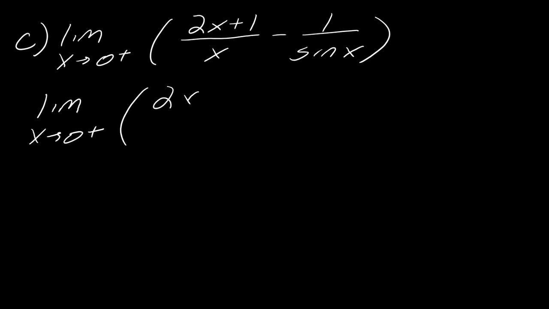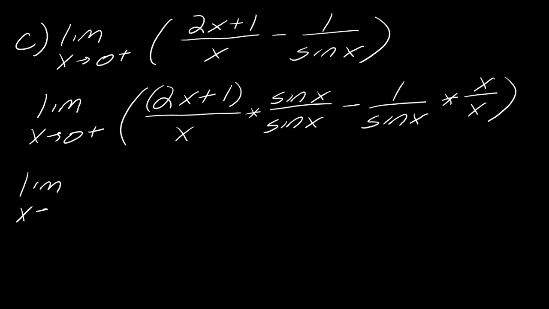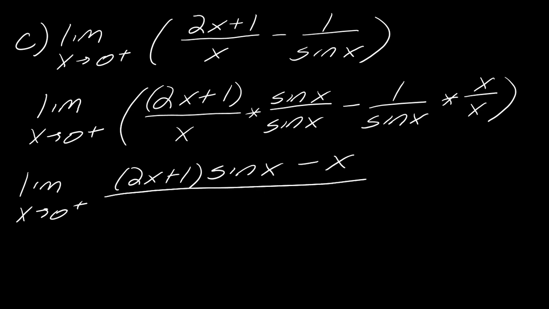So what I'm going to do, I've got this 2x plus 1 over x, so I'm going to multiply this by sine of x over sine of x. And then for this one, I'm going to multiply this by x over x. And so let's just sort all those details out and let's see what that buys us. Maybe that will help us. So now I've got 2x plus 1 times sine of x minus x, and then all of this will be over the denominator x times sine of x.